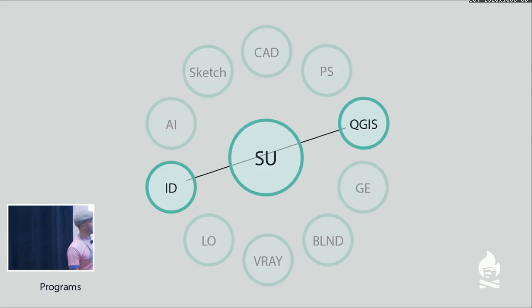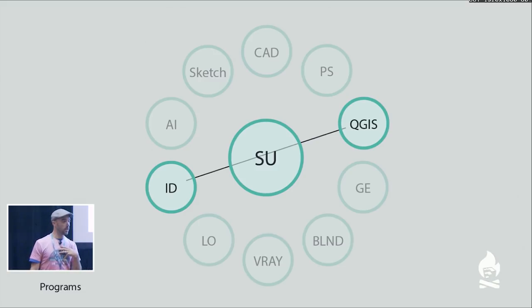Well, that's where a program comes in. I'm a Mac user, so I can't use ArcGIS. I use QGIS. So QGIS is great. I take this information from QGIS, and I don't even know QGIS. All I know is that QGIS can take a shapefile, which is GIS, and it can convert it to either a DWG, which is AutoCAD, or it can convert it to EPS, which is Illustrator.